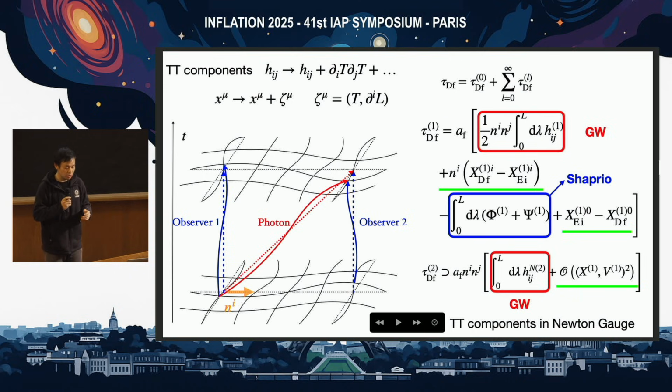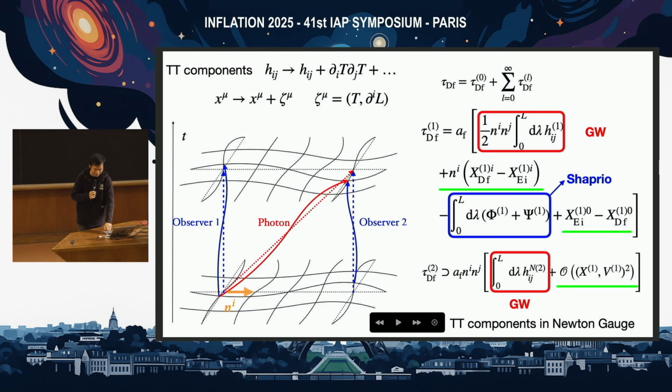And furthermore, we show that such a quadrupole dependence on the direction can lead to the Hellings-Downs curve, which is commonly used in pulsar timing arrays to distinguish gravitational waves from noise. So that's my project, and thank you for your attention, and welcome to see you at my poster.